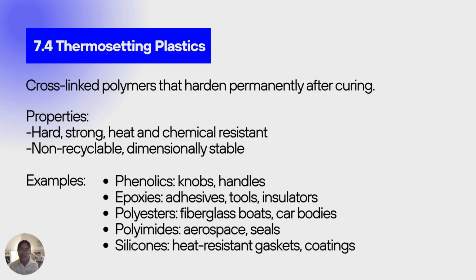Now let's discuss the second major category of polymers, thermosetting plastics, also called thermosets. Unlike thermoplastics, which soften and can be reshaped repeatedly when heated, thermosetting plastics undergo a permanent chemical change when cured. During this curing process, the polymer chains form strong three-dimensional crosslinks, resulting in a rigid and infusible structure. Once a thermoset is hardened, it cannot be remelted or reshaped. Heating it again will only cause it to burn or decompose, not soften.